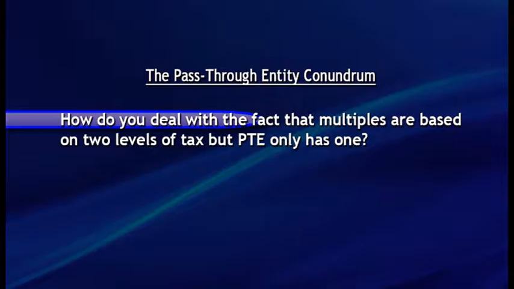How do you address the fact that your multiples are based on two levels of tax, but the entity that you're valuing only has one? Clearly, there has to be some adjustment made. That's what I call the pass-through entity, or PTE conundrum. Well, that does sound like a conundrum. So how do you usually deal with that?